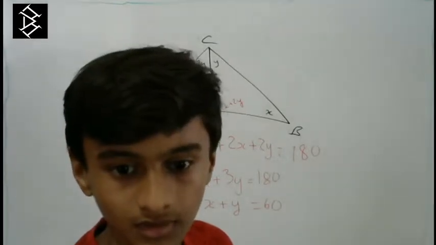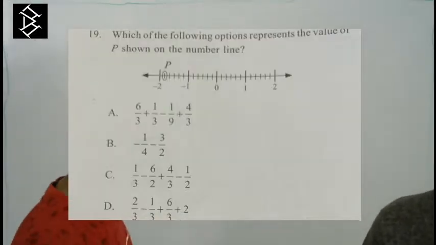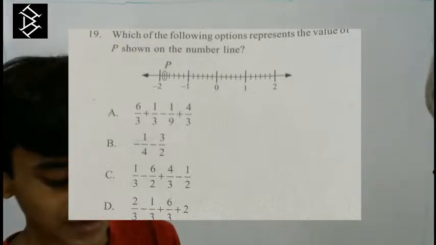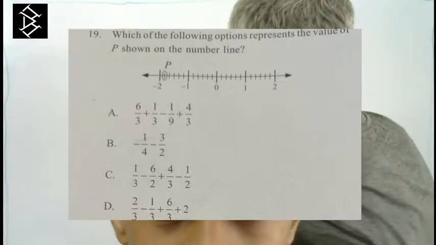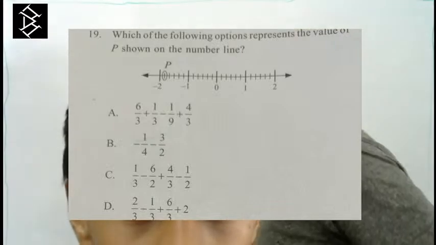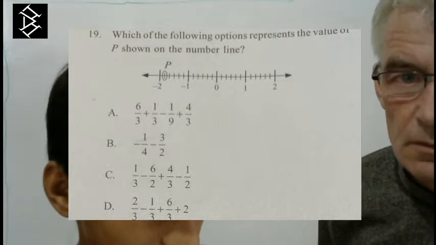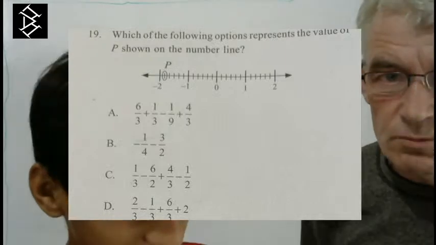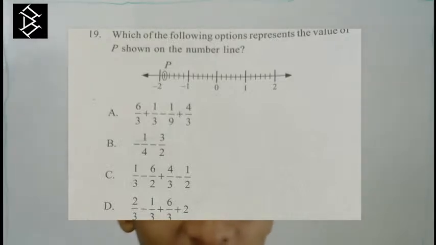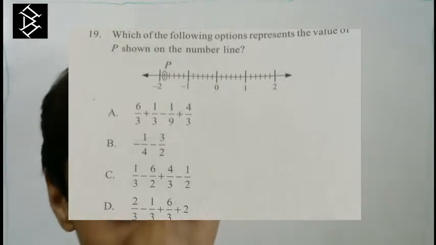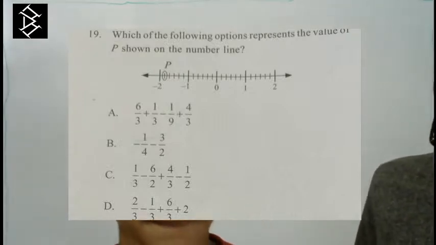So, question number 19. Which of the following options represents the value of P shown on the number line? You all can see the number line, I think. So, looking at the number line, we find the value of P. As you can see, the value of P is minus 1 integer pi over 6. So we can work out with that. We'll have to find the solution for all the options and look at which would be equal to minus 1 integer pi over 6, or minus 11 over 6.